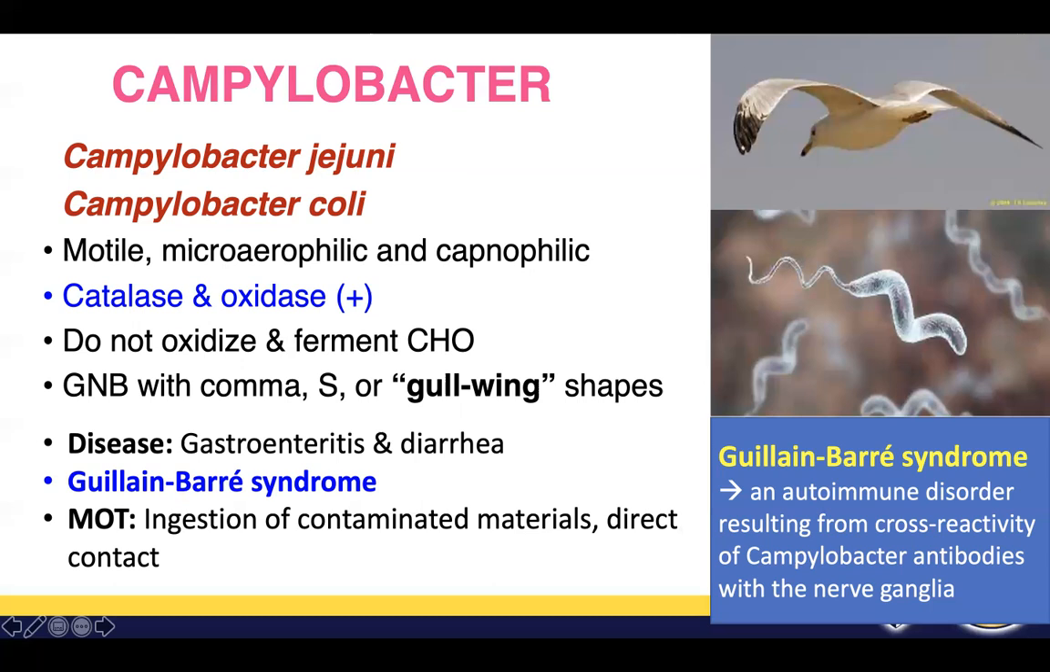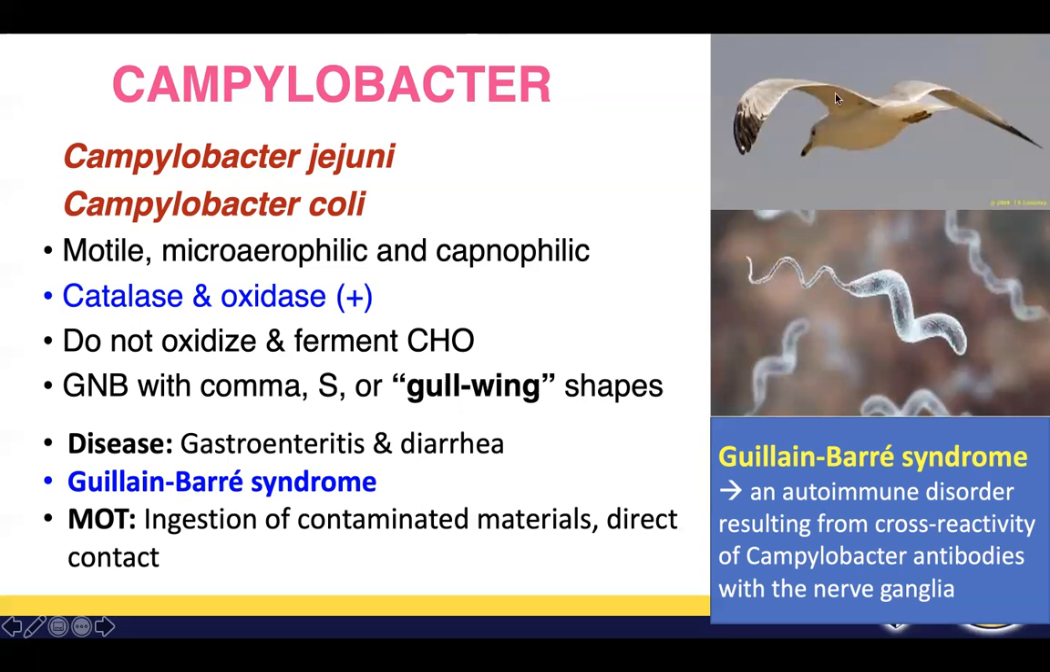Both are non-oxidizers. They cannot oxidize or ferment carbohydrates, so their two OF media remain green. They use amino acids as their source of energy. They're gram-negative rods. They may show comma-shaped or S-shaped or gull-winged shapes.